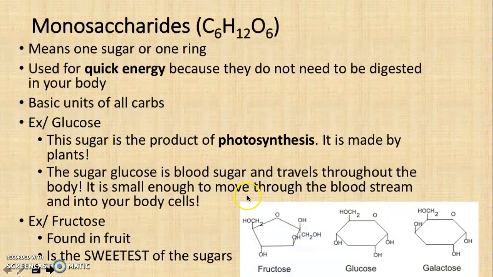And we'll talk more about that next week. But if we look at our first one, so our first example was glucose, so that's this one in the center. Glucose is the product of photosynthesis.